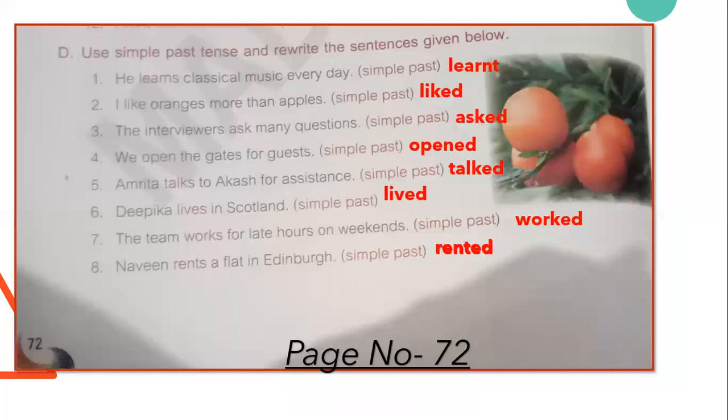So, he learned classical music every day. I liked oranges more than apples. The interviewers asked many questions. We opened the gates for the guests. Amrita talked to Akash for assistance. Deepika lived in Scotland. The team worked for late hours on weekends. Naveen rented a flat in Edinburgh.